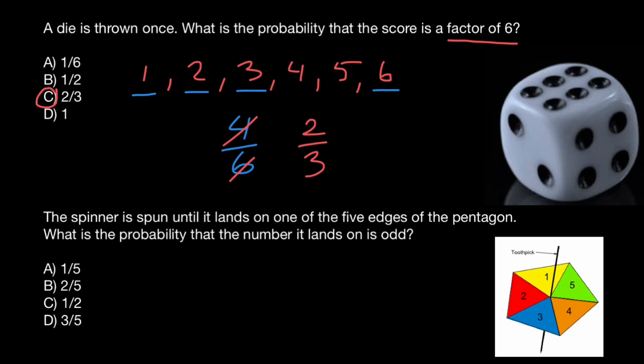An odd number would be a number that is not dividable by 2. It's going to be 1. It's going to be 3 and 5. So 3 out of 5. And as you see, this is answer D. The probability that the spinner would land on an odd number is going to be 3 out of 5.